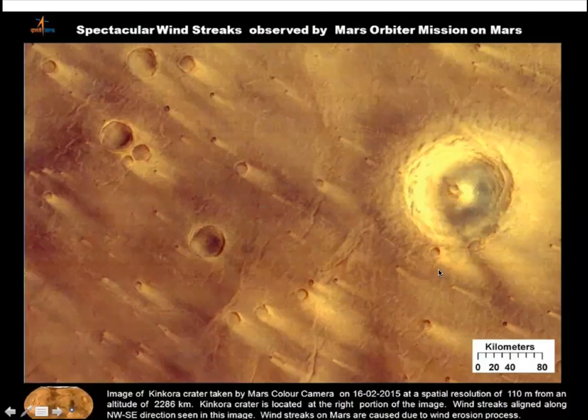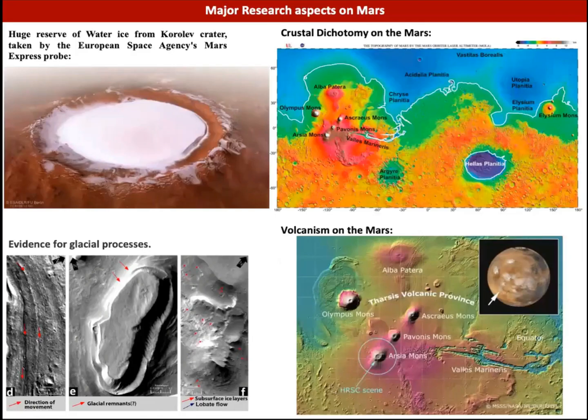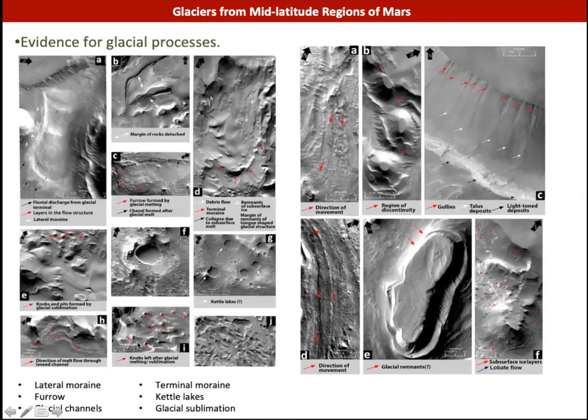So these are wind streaks surrounding some craters. The formation of these types of wind streaks requires Aeolian activities, so this is another evidence for Aeolian activities on Mars. Okay, so these are some of the major research activities our group is working on: crustal dichotomy on Mars, the volcanic aspect of Mars, and evidence of glacial processes on Mars. Because of lack of time, I'm not going into the details of that.